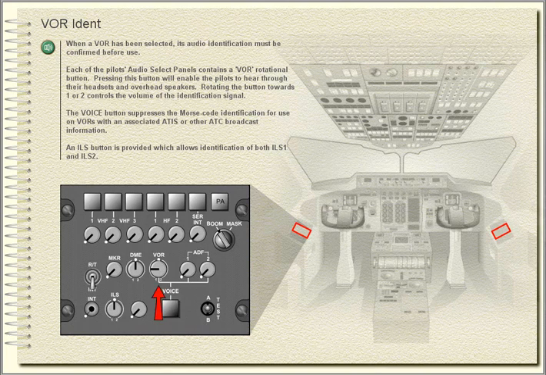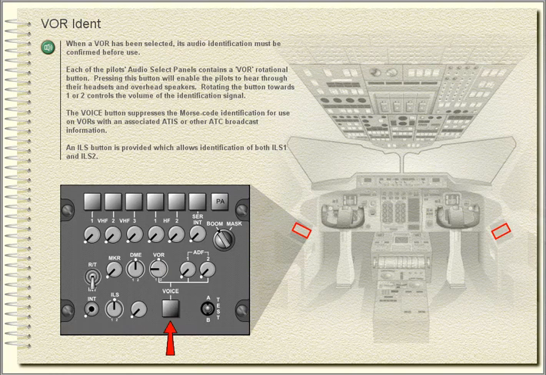VOR ident. When a VOR has been selected, its audio identification must be confirmed before use. Each of the pilot's audio select panels contains a VOR rotational button. Pressing this button will enable the pilots to hear through their headsets and overhead speakers. Rotating the button towards 1 or 2 controls the volume of the identification signal.